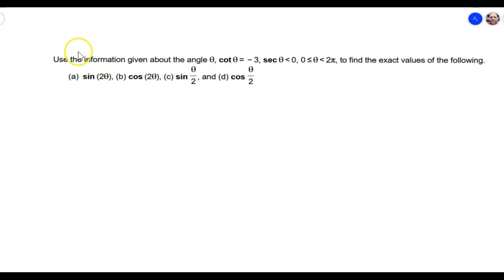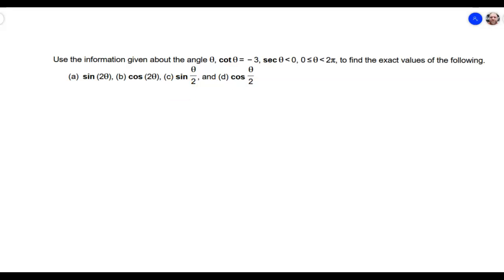Today I want to take a look at some examples of half angle and double angle formulas from section 7.6. Here it says to use the information given about the angle theta: the cotangent of theta is equal to -3, the secant of theta is less than 0, and theta is between 0 and 2 pi. We need to find the exact values of the sine of 2 theta, the cosine of 2 theta, the sine of theta over 2, and the cosine of theta over 2. We're going to need the formulas from section 7.6.